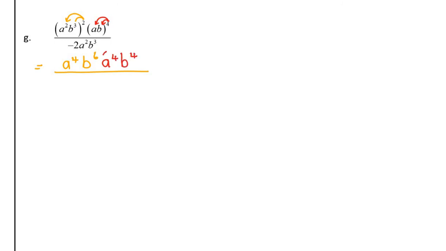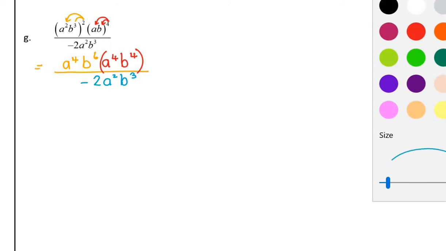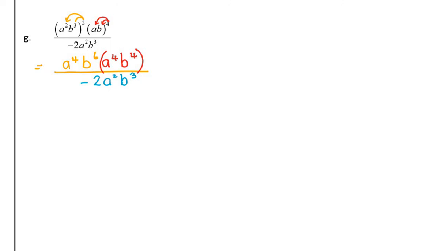Now notice I didn't put this in a bracket. I could have, but I'm just multiplying them and they're next to each other anyway. So it doesn't really matter. And the 2 didn't have anything interesting. So there we go. Right, now I'm going to simplify the top. When I multiply powers with the same base, I add exponents. So it's a to the power of 8, b to the power of 10, over negative 2, a squared, b cubed. Okay, now I'm dividing.